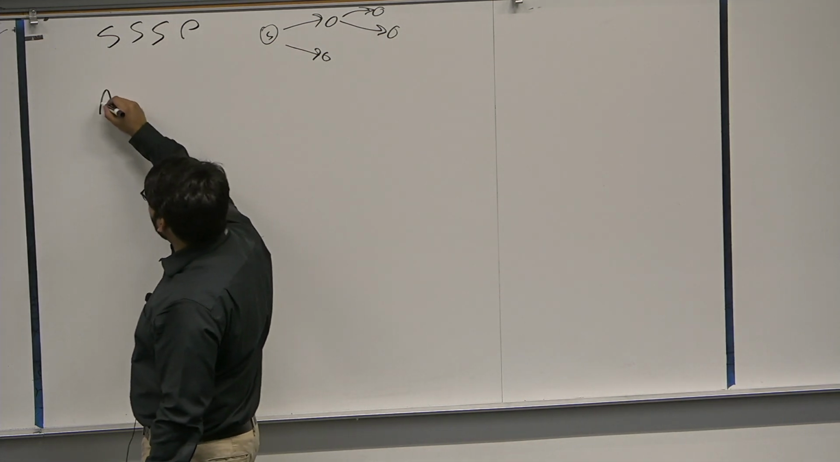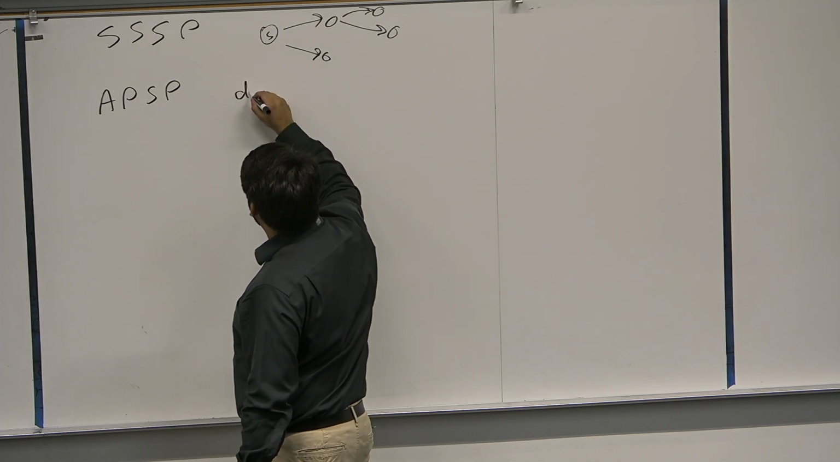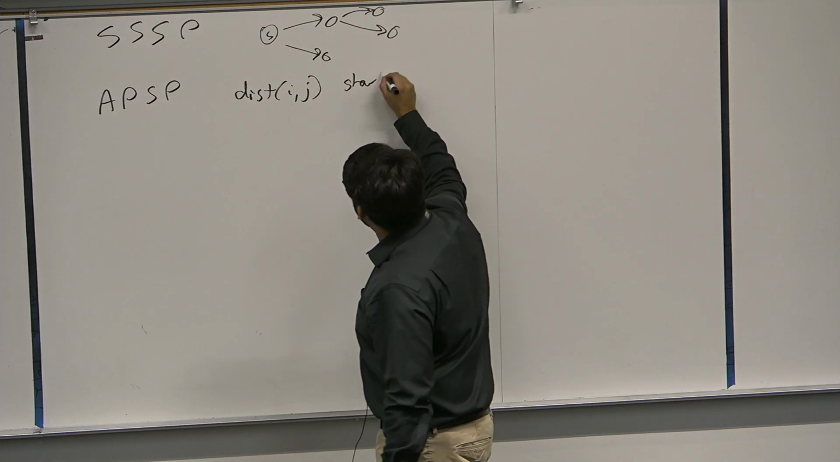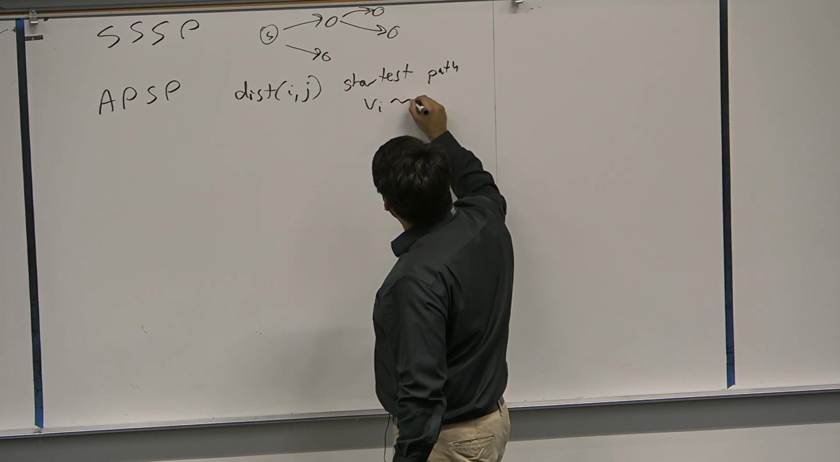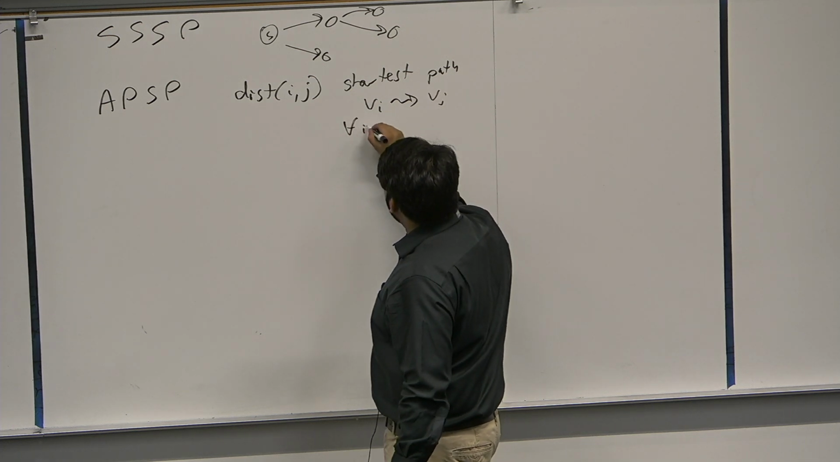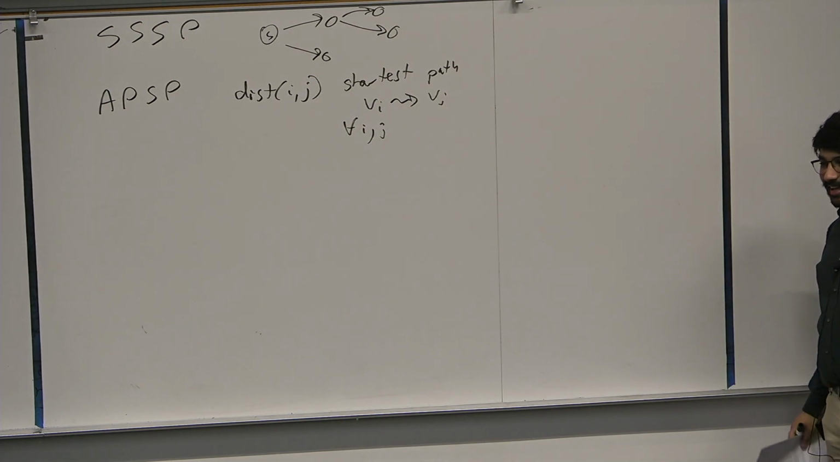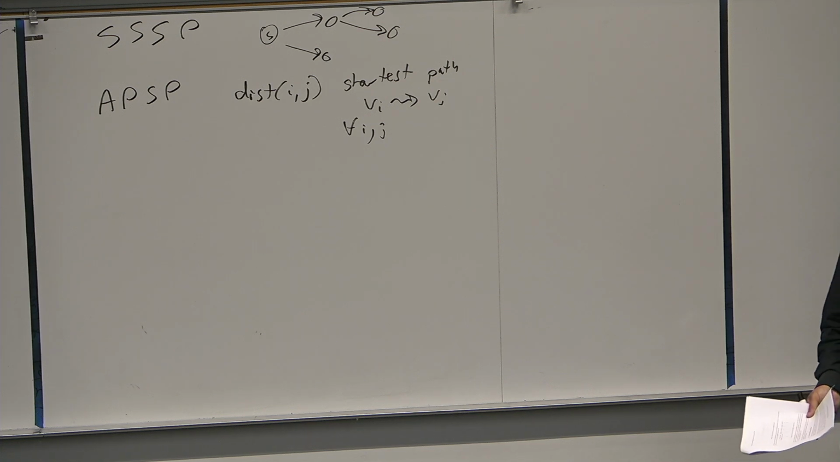All pairs shortest path is you're looking to store and output dist ij for the shortest path from vi to vj for all i, j, right? So you're looking for not just single source shortest path, but for every possible pair of vertices, the shortest path for every possible pair, okay? What's a naive way to solve all pairs shortest paths given something, yeah?